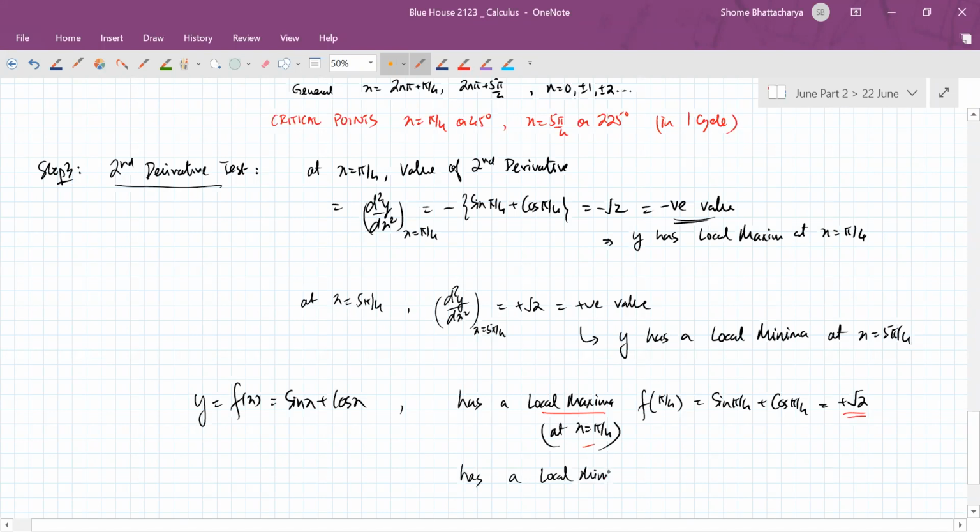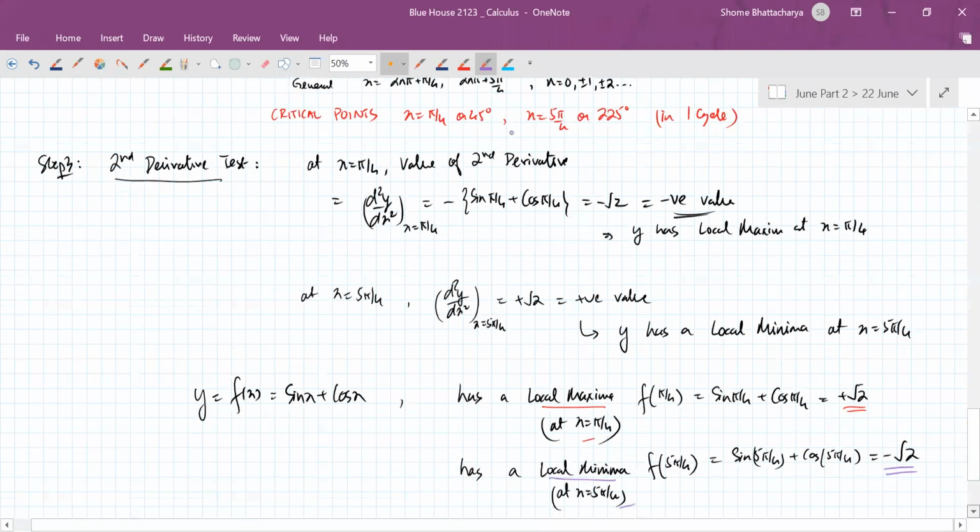And similarly, it has a local minima at the point x equal to 5 pi by 4 or 225 degrees. So that will come out to be minus 1 by root 2 minus 1 by root 2. That will be minus root 2. So the value of our local minima is minus root 2. And it occurs at this point.